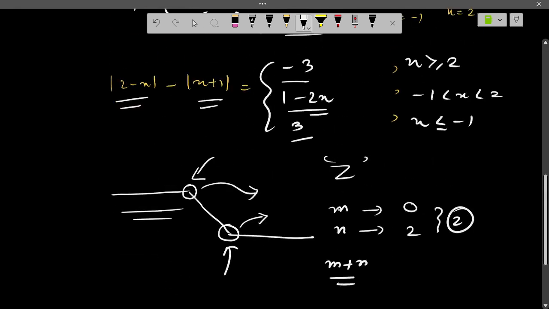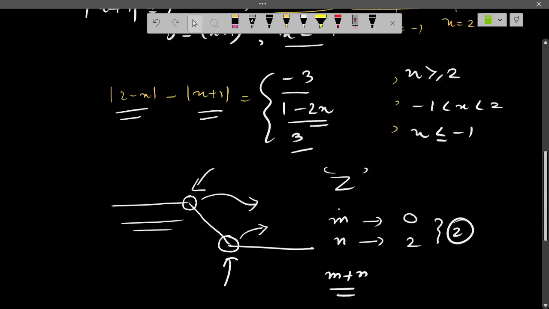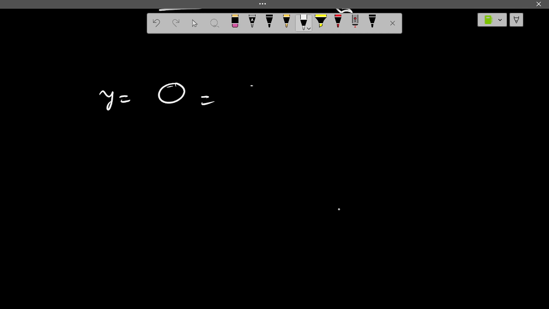I hope you like this video, okay? And the way of solving is very easy. You have to assume y equals whatever is given in the question, y equals whatever is given, then these two will be one graph and these two will be another graph, and try to find the intersection point. That's the whole idea.